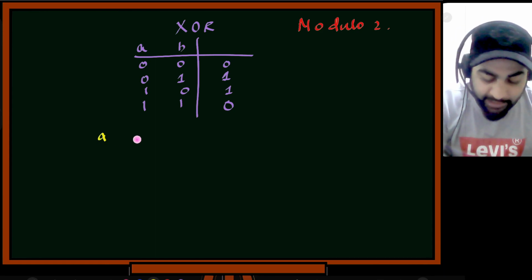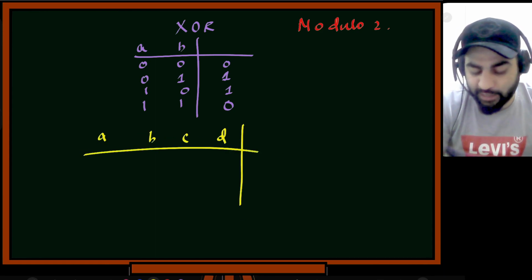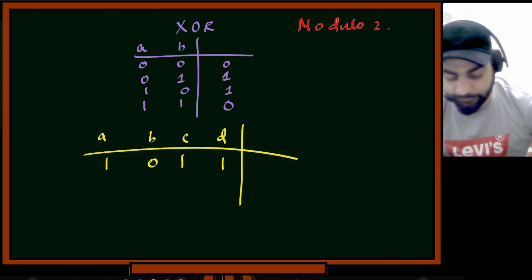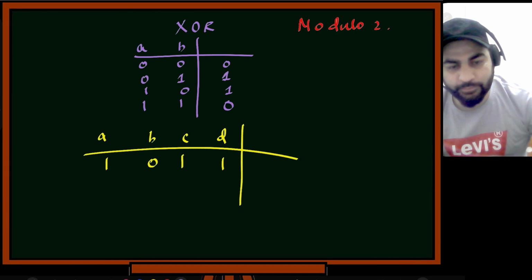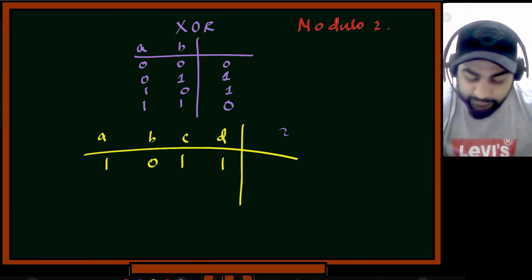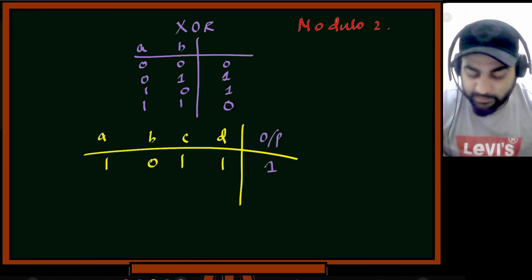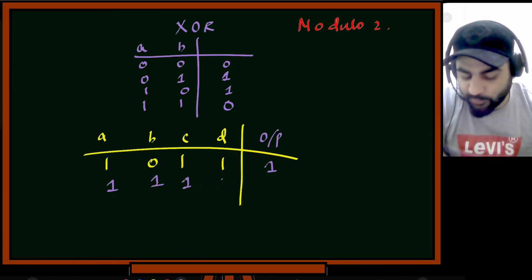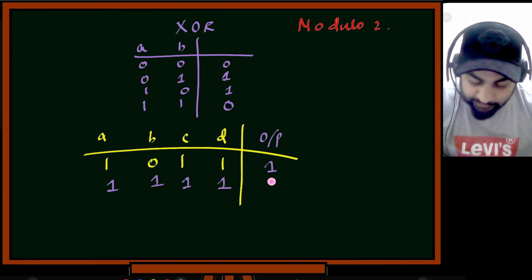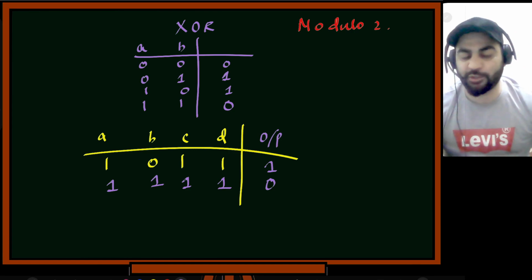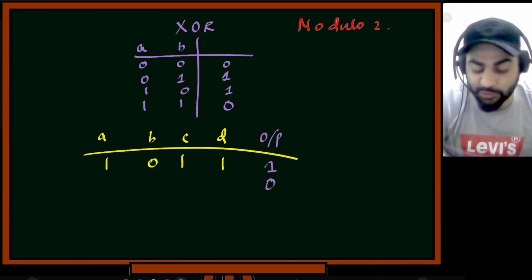So if I have A, B, C, D as input, and I am giving you 1, 0, 1, 1, what should be the output? Asrar, what should be the output of the XOR gate? 1. So 1. If I have 1, 1, 1, 1, what should be the output? 0. So this is how XOR operation works. I hope that you now understood how XOR works.